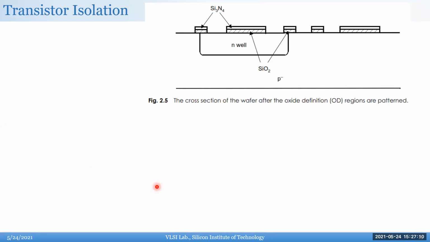So you have to design the processes in such a way that all these transistors, which are made in isolation and separated by certain distances, don't start talking to each other or shorting each other, right? So that's the whole idea of transistor isolation.